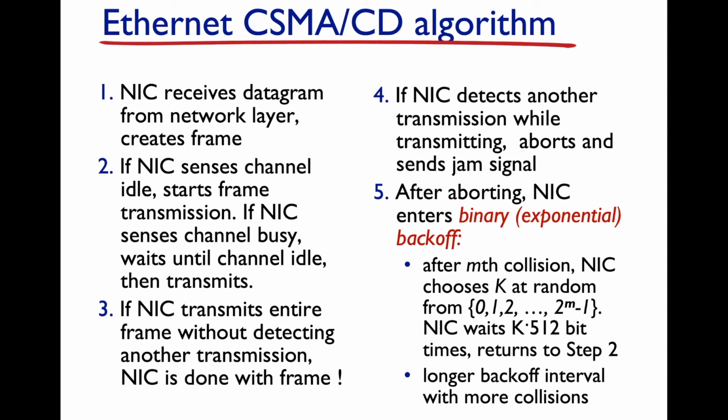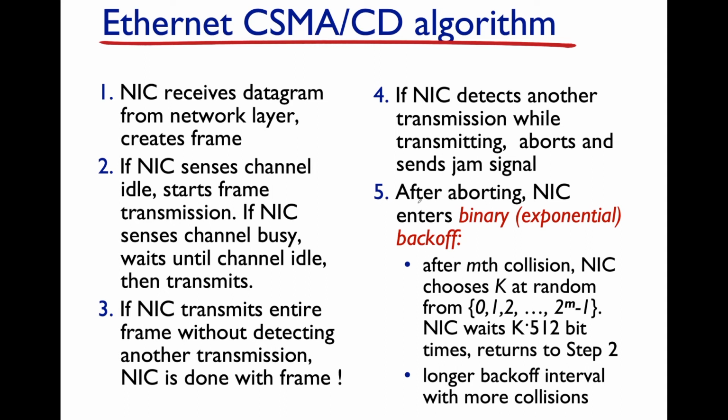The network interface card receives a datagram from the network layer, creates a frame, and then it starts sensing the channel. If it sees that it's idle, it starts transmitting its frame. But if it senses the channel is busy, it waits for that channel to become idle. Now, if the interface card transmits the whole frame and does not detect another transmission, then it's done. That frame is now transmitted. But if while transmitting it detects another one, it goes ahead, aborts, and sends something called a jam signal. It fills the airwaves with energy to try to encourage other cards to abort as well.